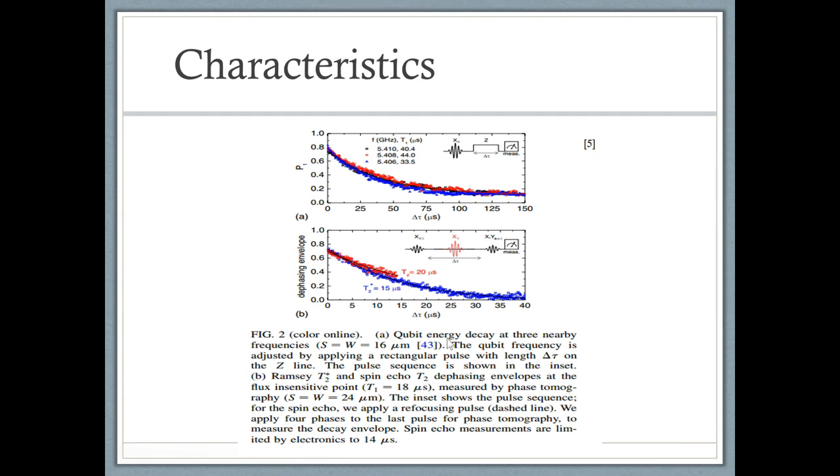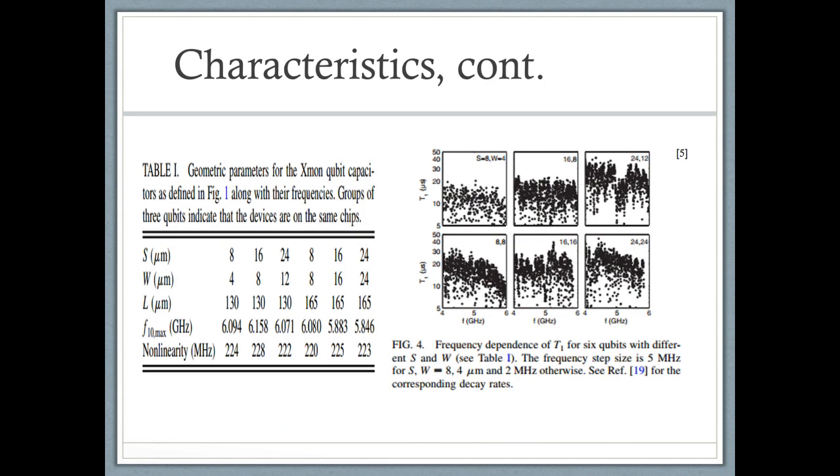One thing to notice is that the 2 tests are performed on different X-bond qubits with different geometric parameters, and we are going to discuss how different geometric parameters affect the characteristics of the X-bond qubit. As you can see in Table 1, the researchers manufactured 6 different X-bond qubits. There are 3 different parameters. S is the central line width, W is the gap width, and L is the arm length.